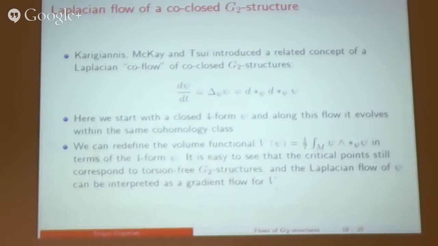So again, we would expect this, at least in some cases, to converge to G2 structures. Well, the volume functional increases monotonically along this flow. So if it has extremal points, if it has maxima, then this flow should hopefully find them. So that's the idea again.